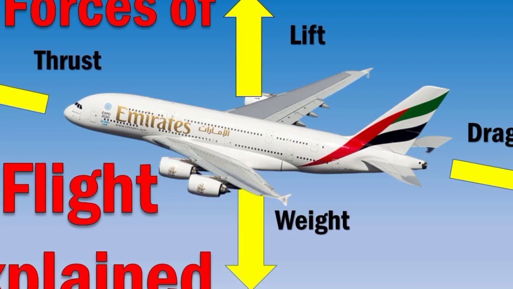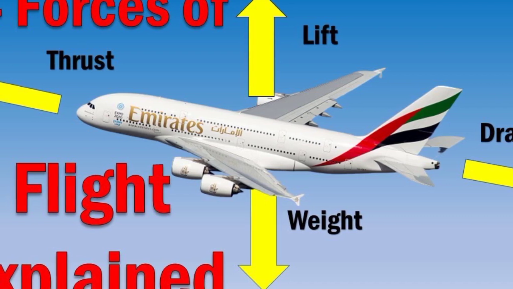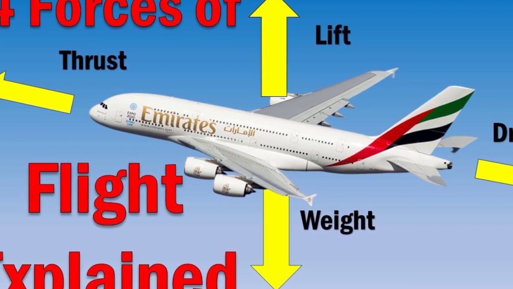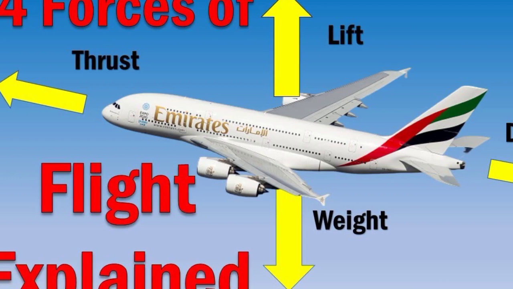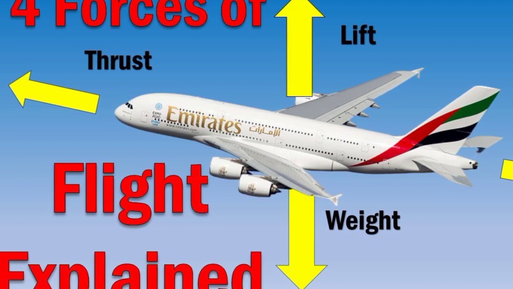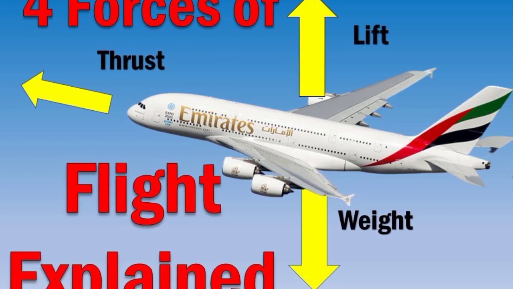So, let's get started. Before we delve into the forces at play, let's briefly discuss the basics. Aircraft are designed to overcome the force of gravity and achieve lift. To achieve this, multiple forces come into play, and understanding each of them is crucial. The four primary forces that act upon an aircraft are lift, weight, thrust, and drag. Now, let's explore each of these forces in detail.